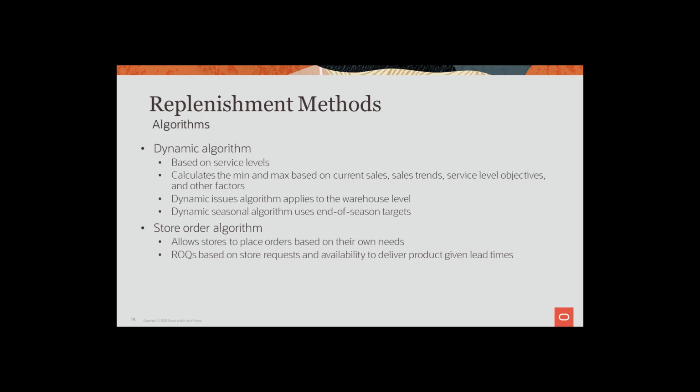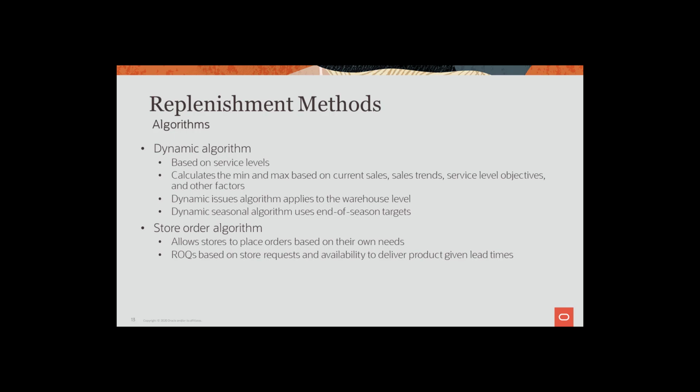Another forecasted algorithm authored by merchandising is called dynamic. It is the most complex and powerful algorithm available for merchandising replenishment. This algorithm is based on service levels, which specify the percentage of time that an item should be in stock for customers. It aims to have enough stock on hand to make sales between replenishment cycles and calculates the minimum and maximum based on a number of factors, including current sales, sales trends, and service level objectives. This method is best used for high turnover, high priority items.